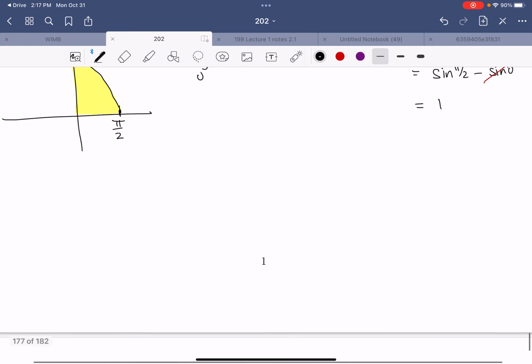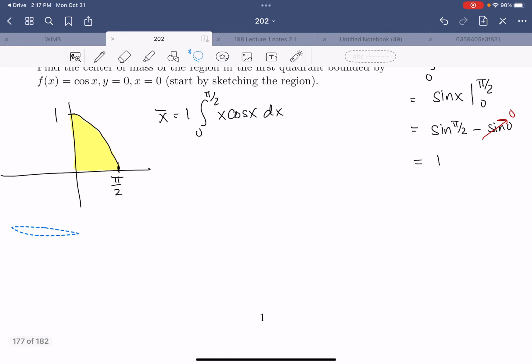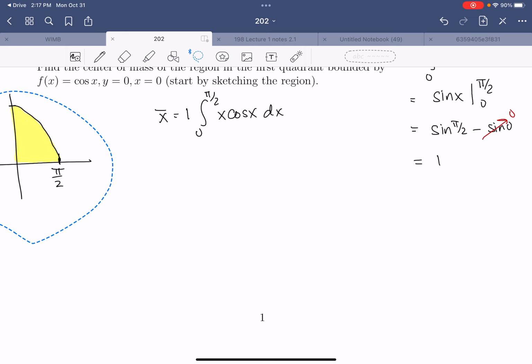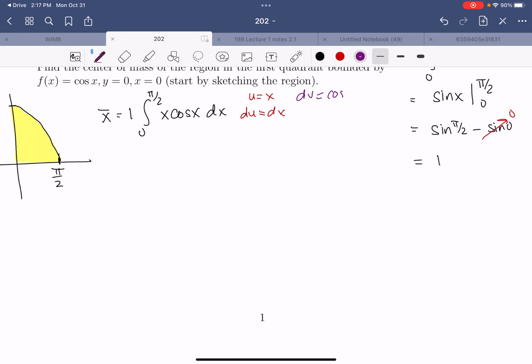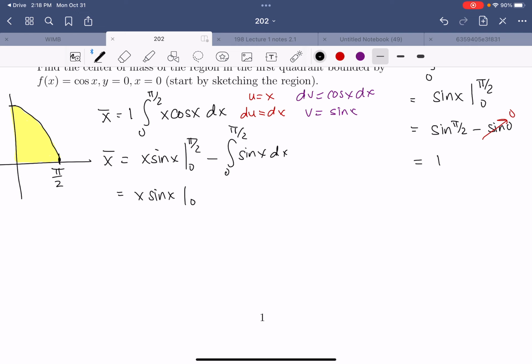Now I did not give you a lot of room for this, and I probably should have, because these integrals aren't necessarily quick and easy. And this one in particular is going to require integration by parts. So your u is your x, and your du is dx. Your dv is cosine of x, and your v, the antiderivative here, is sine x. So when we go to find my x bar, this is u times v, which is x sine x, evaluated from 0 to pi over 2, minus the integral of sine x from 0 to pi over 2 dx.